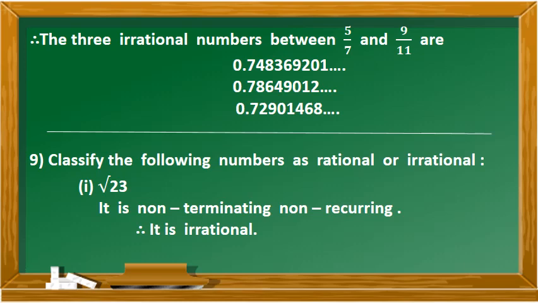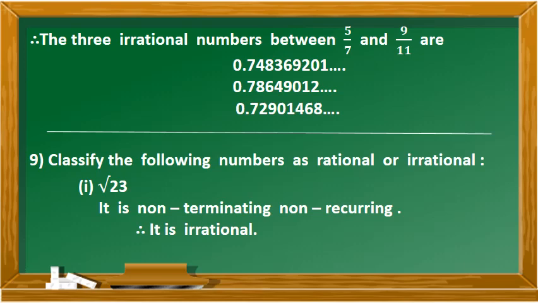We have to find 3 different irrational numbers between the rational numbers 5 by 7 and 9 by 11. We have found the solution for 5 by 7 and 9 by 11. That means we have to find 3 irrational numbers between 0.714285 bar and 0.81 bar. Now the 3 irrational numbers you write should be in between 0.71 and 0.81.